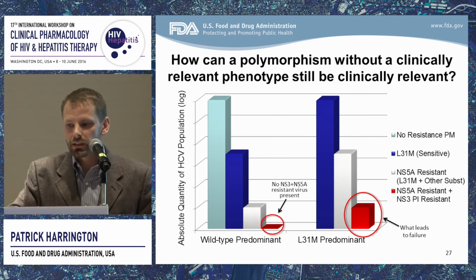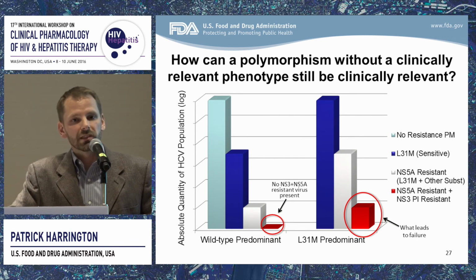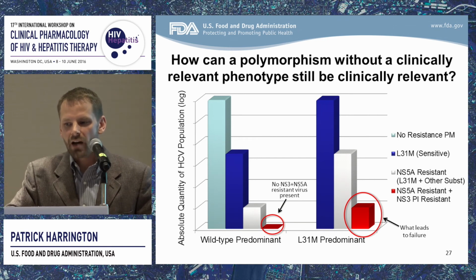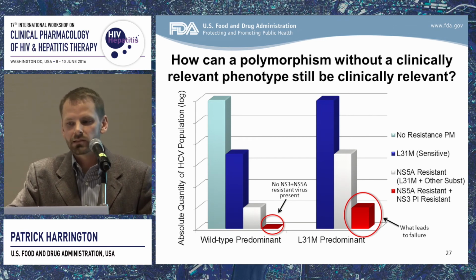And this is ultimately the viral population that we're concerned about. This is the population that leads to failure, and it's also the population that we see emerging when these patients do experience virologic failure. And I think that helps to explain how a polymorphism that really doesn't have a major phenotypic impact can still be quite clinically relevant, at least in some circumstances.